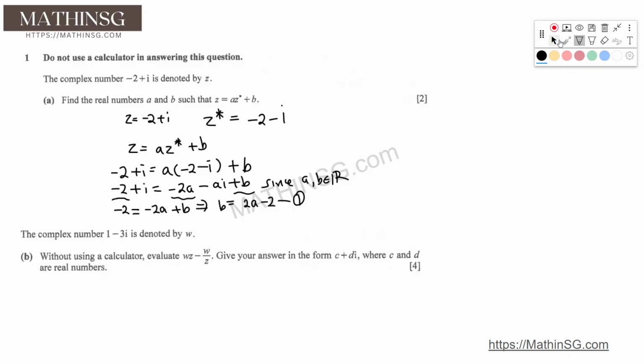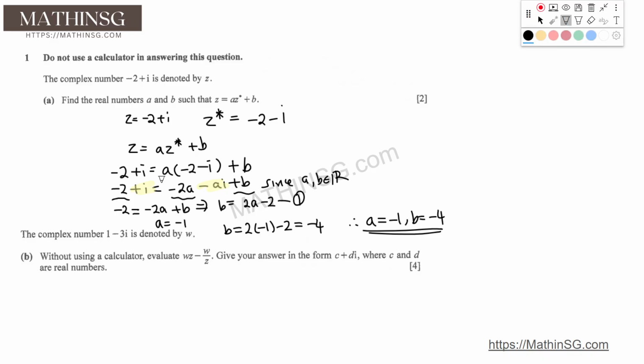Next, the imaginary ones, this and this, are equal to each other. So that means i is equal to minus a i. That means a must be equal to negative 1. So that here is positive i. Okay, so now I know a is minus 1. So b, which is equal to 2a minus 2, will be equal to minus 4. So my answer is a equals minus 1, b equals minus 4.